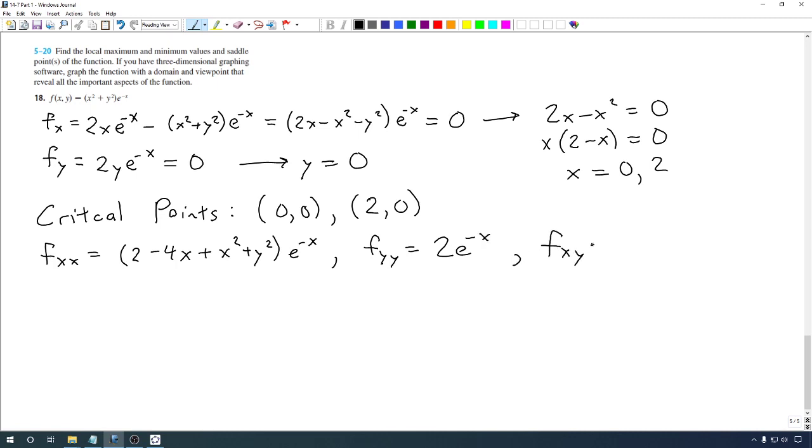And then f sub xy, again, we can differentiate either one of f sub x or f sub y with respect to the other variable. I'm just going to go ahead and choose f sub y and differentiate with respect to x because there's not as much going on. But actually, going the other direction wouldn't be too bad either. If I differentiate this with respect to x, the 2y is a constant. E to the minus x gives us a negative e to the minus x. So we get negative 2y e to the minus x.